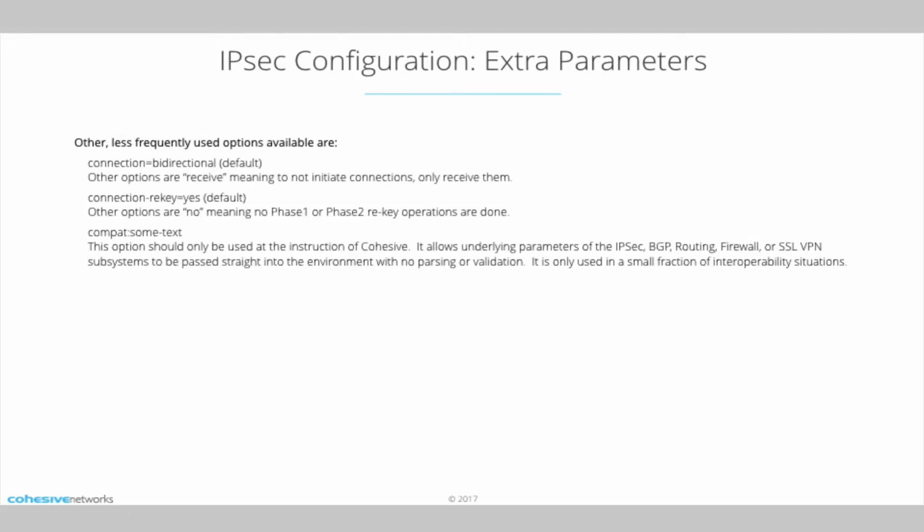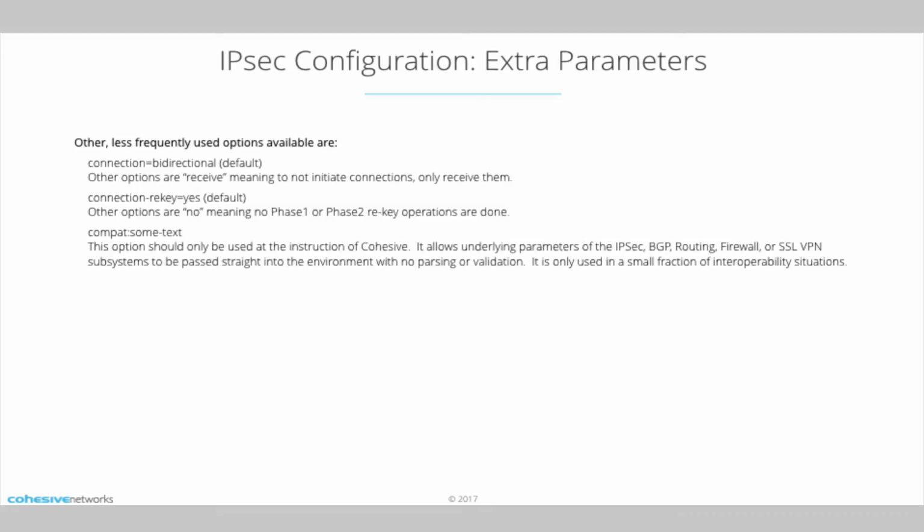There's some less common things. By default, connection is bidirectional. What that means is we'll attempt phase 1 negotiation with them. We'll initiate it, and we're also willing to listen to them initiating. So we'll accept a phase 1 negotiation from them and we'll also initiate one. If for some reason we wanted to be passive to them, where we don't ever initiate to them, they'll initiate to us, and every now and then, talking to an old box, we might have to do this. The other option is receive.